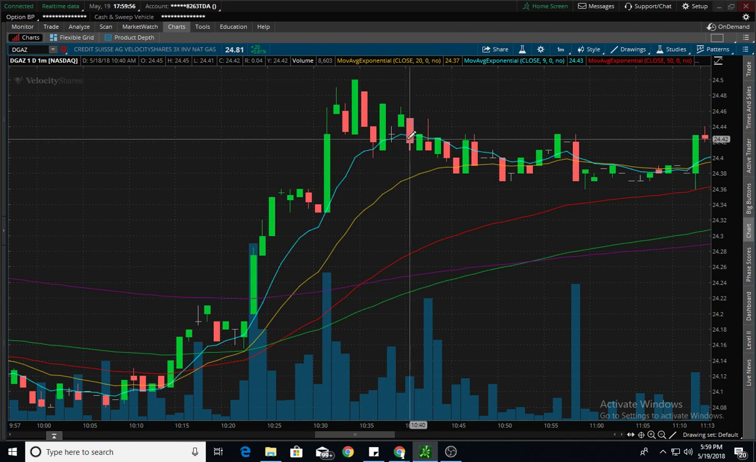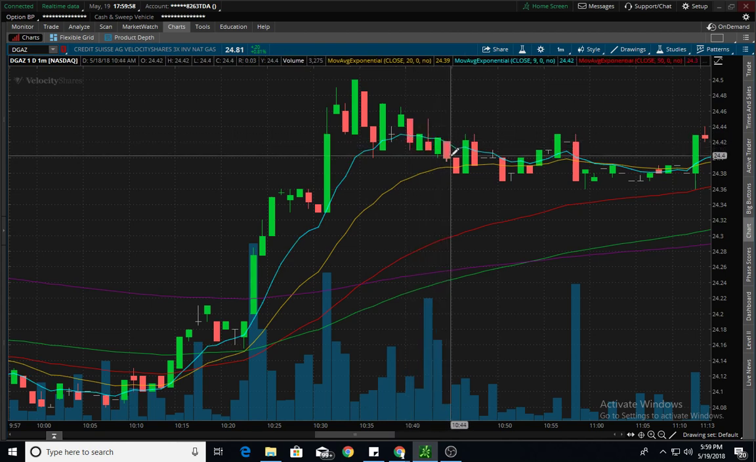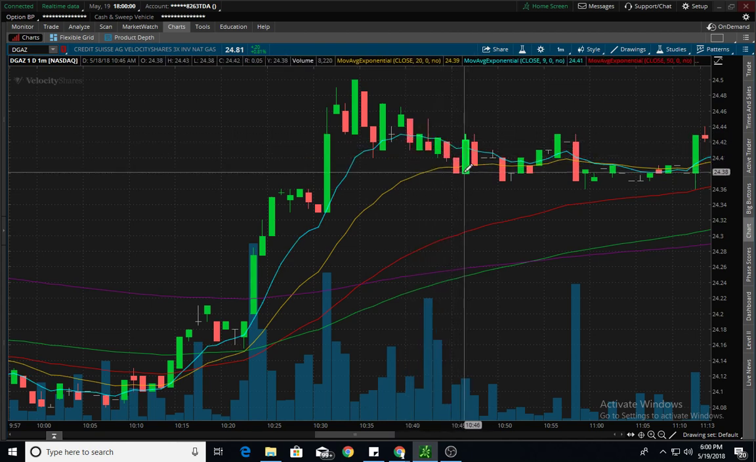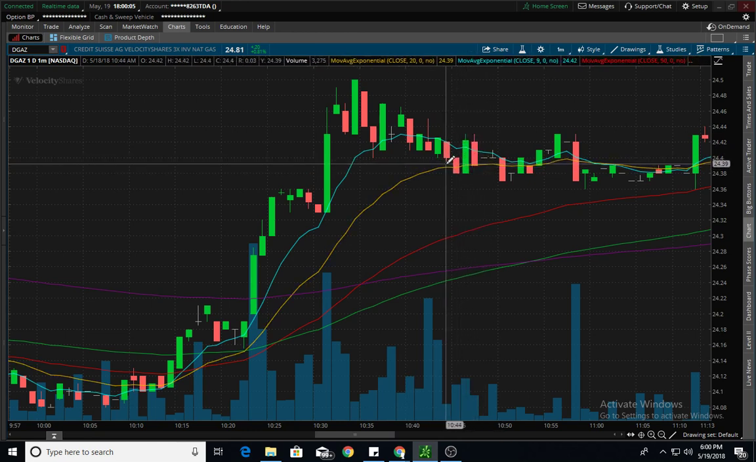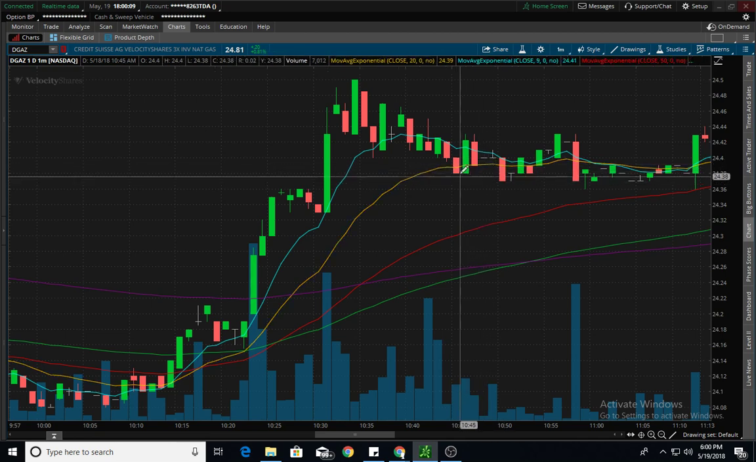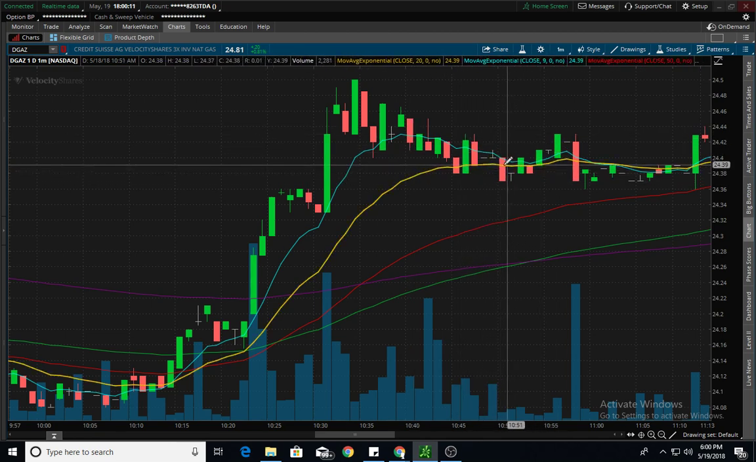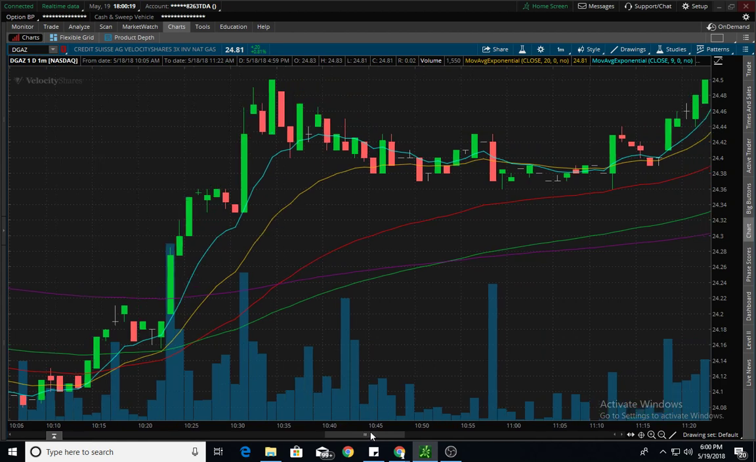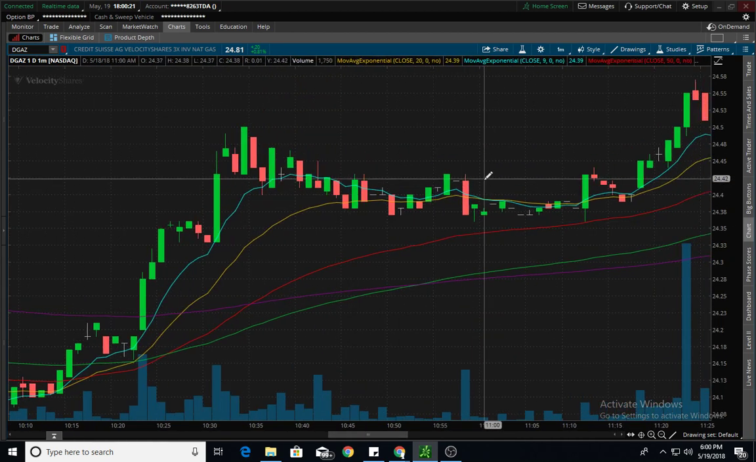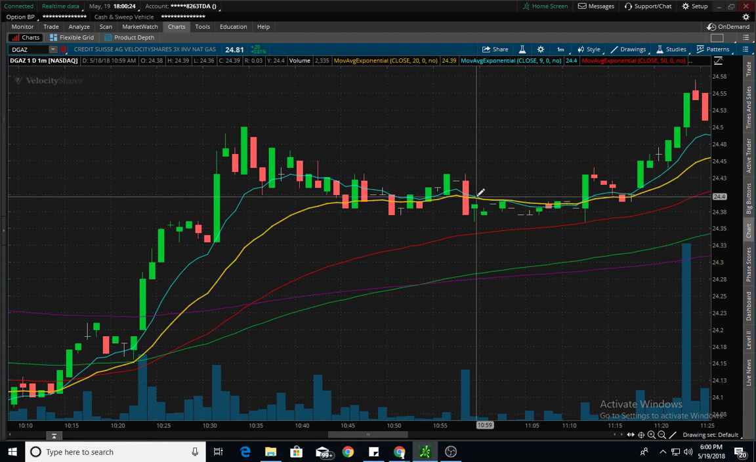Now, you can see here it actually broke under the 9 and started breaking under the 20. So here we can see that this action does not care about the 20 moving average. So if the movements don't care about the moving average, then we can ignore the 20 moving average for DGAS for this day. Obviously it's just passing through willy-nilly, it doesn't even care about it.